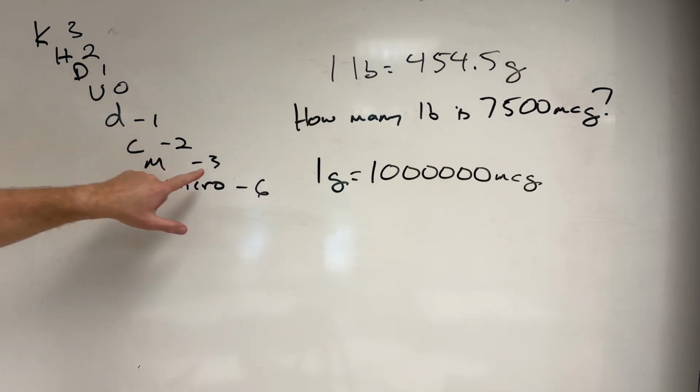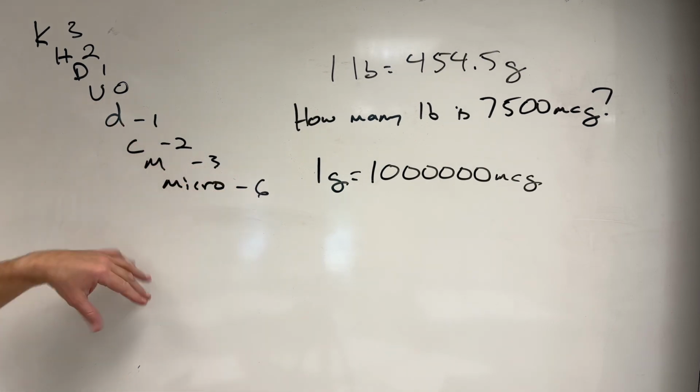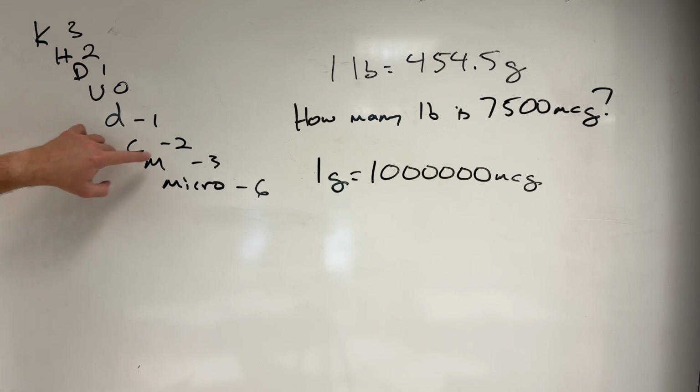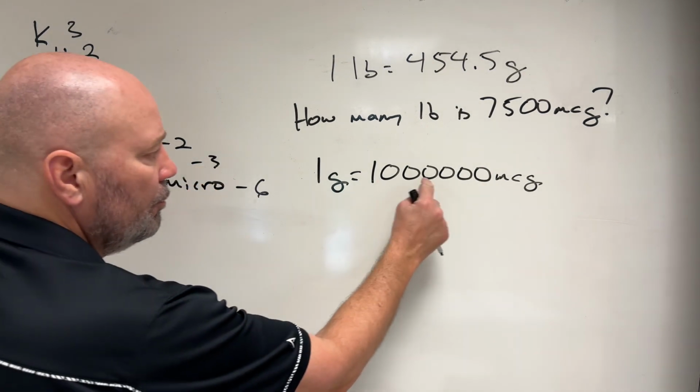And you just have to remember that from here, -3 to -6 is a jump of 3. So we have 1, 2, 3, 4, 5, 6.